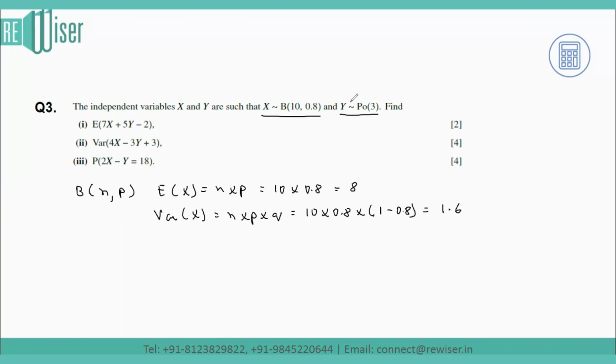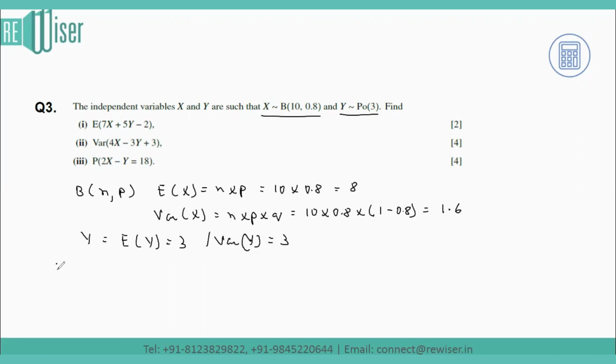Now, for the Poisson distribution, the mean and variance both remain the same. So for y, the expected value will be 3, which is given as the mean, and the variance of y will also be 3. That's because it's a Poisson distribution, so mean and variance are the same.